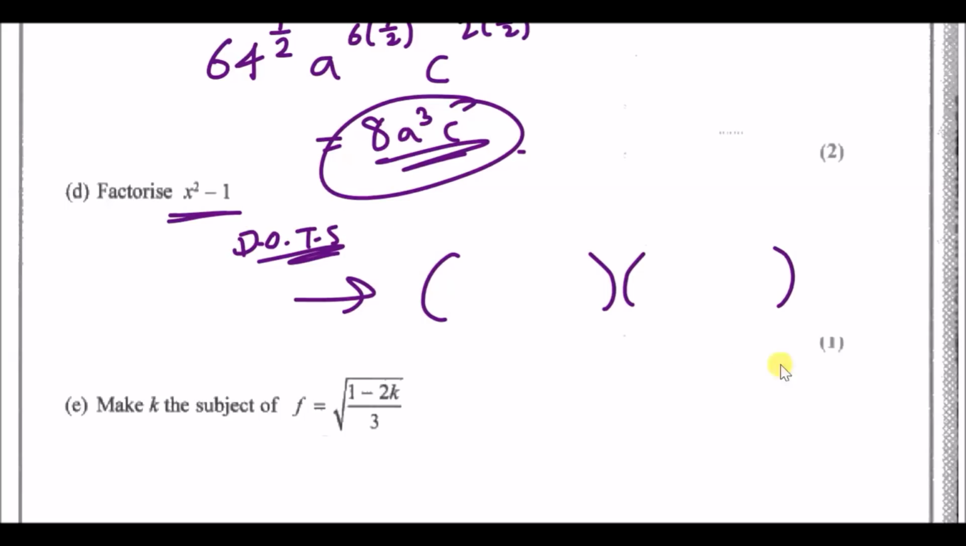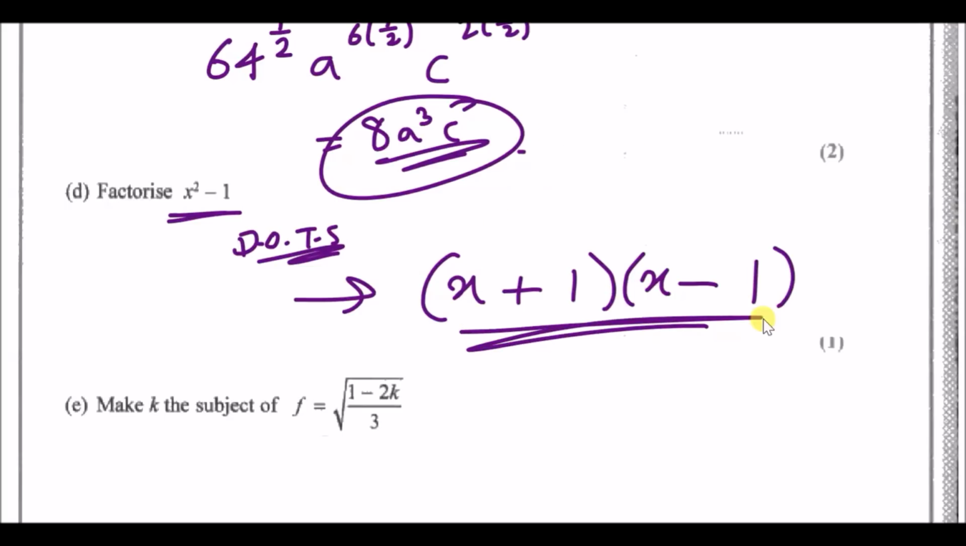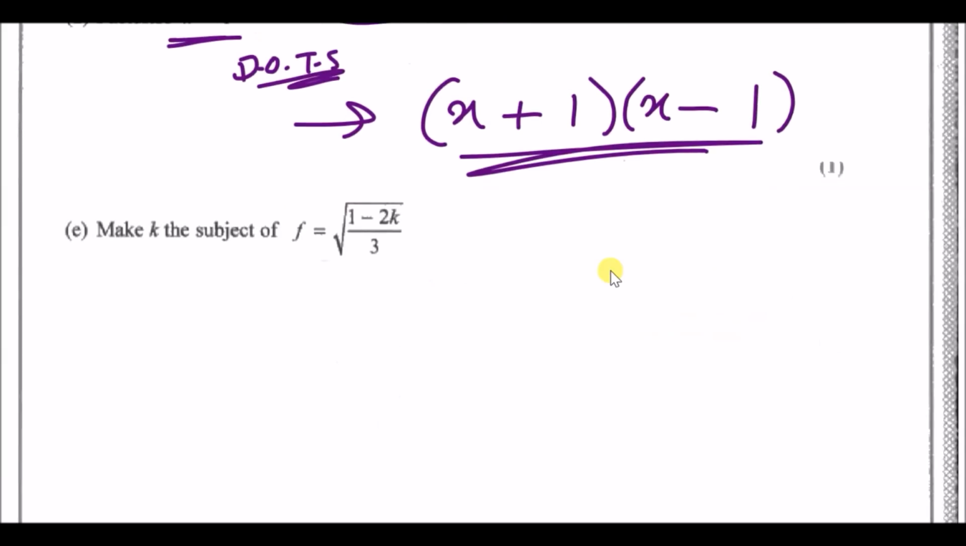Now what goes in both of them? Well, you need two terms that multiply to make x squared, or if you square root it, you get x and x. And if you square root 1, you get 1. So the solution would be x plus 1 and x minus 1. It's always going to be plus and minus, and the terms are going to be the same. Alright, E now.